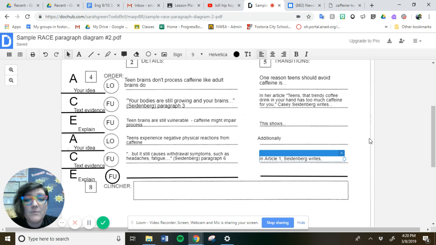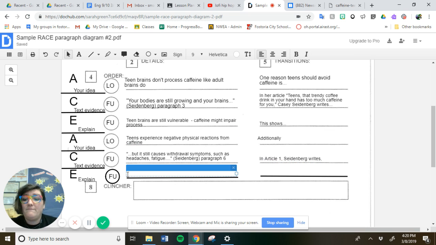So in Article 1, Seidenberg writes, but it still causes withdrawal symptoms, headaches, fatigue, blah, blah, blah. We'll put the whole quote in there later, okay? This is just our building block, okay? And now we need to explain how this information fits in with our overall point: that teens should avoid caffeine because it messes with their developing bodies. Okay? So we need to explain that.